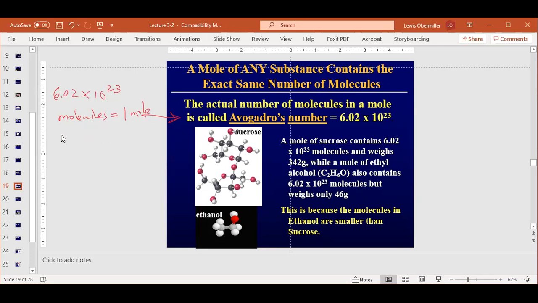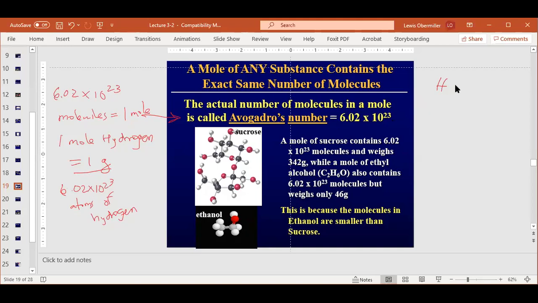So 1 mole of hydrogen is 1 gram, and that 1 gram contains 6.02 times 10 to the 23rd atoms of hydrogen. Does that make sense? Can you guys hear me? Yeah. All right. So it just turns out that this number is the same no matter what.